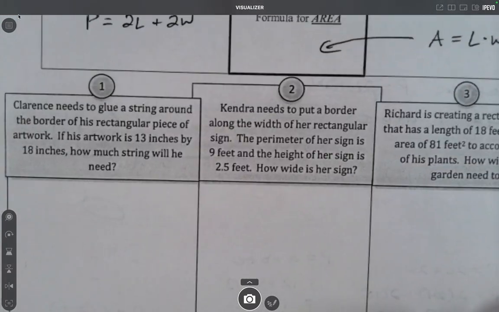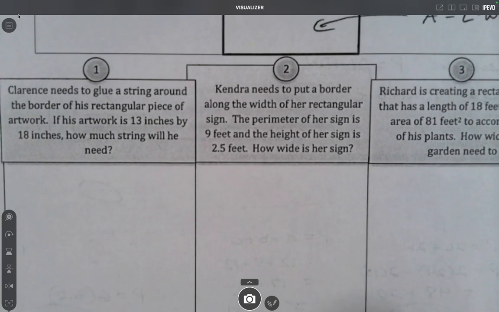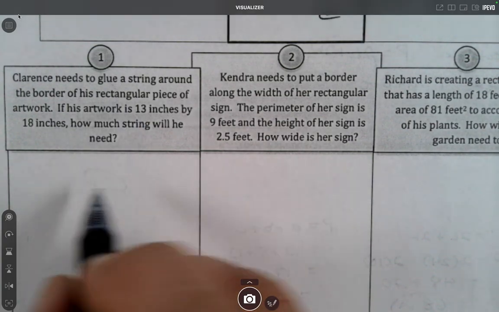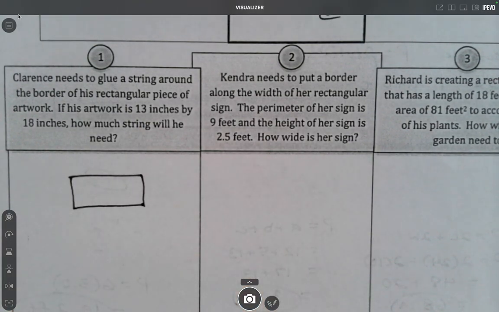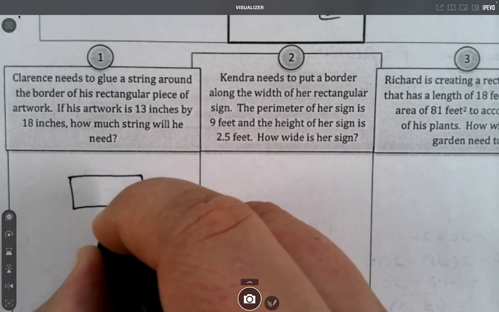So Clarence needs to glue a string around the border of his rectangular piece of artwork. If his artwork is 13 inches by 18 inches, how much string will he need? So my recommendation every time is if they don't give you a picture of the shape, draw one. So it says a rectangle. Doesn't matter if it's drawn the right proportions or anything, just draw a rectangle. It's 13 inches by 18 inches.